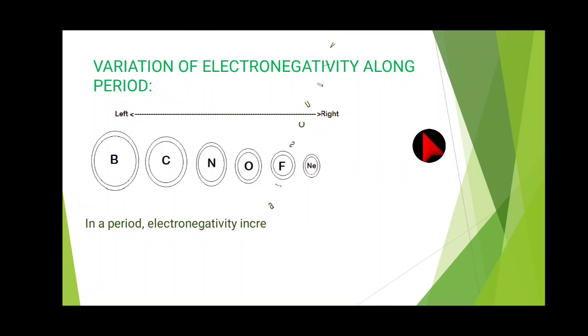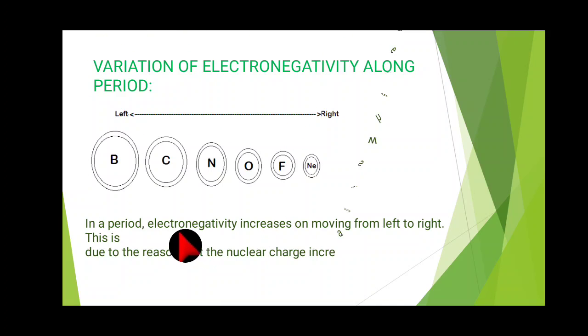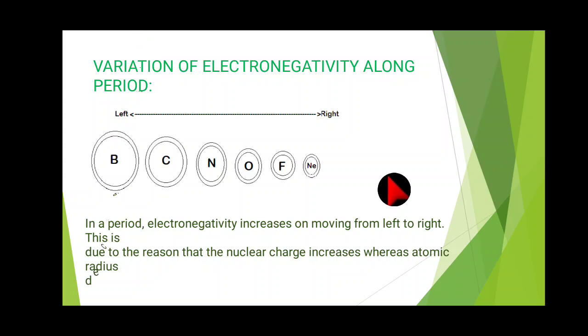So in a statement, in a period means what? Left to right, or horizontal, we can say. In the periodic table, electronegativity increases on moving from left to right. This is due to the reason that nuclear charge increases whereas atomic radius decreases. Right? So left to right, electronegativity increases, atomic size decreases. These are the variations.